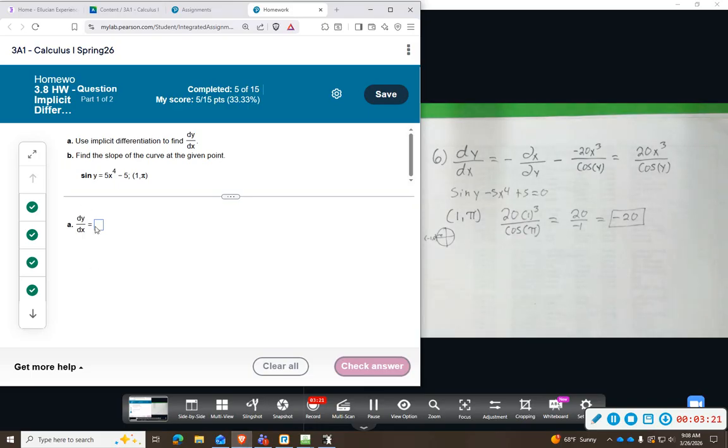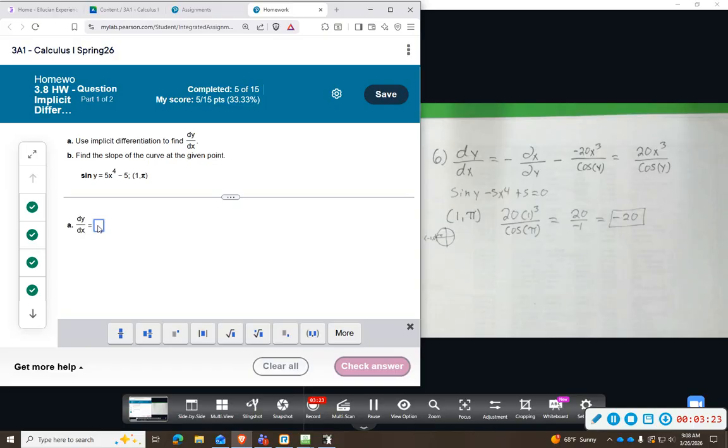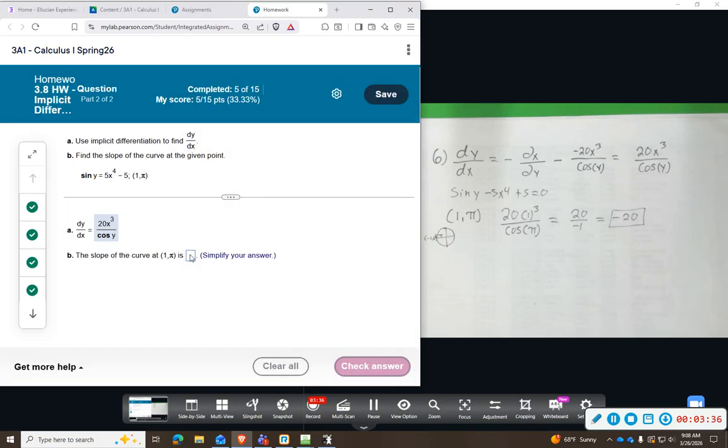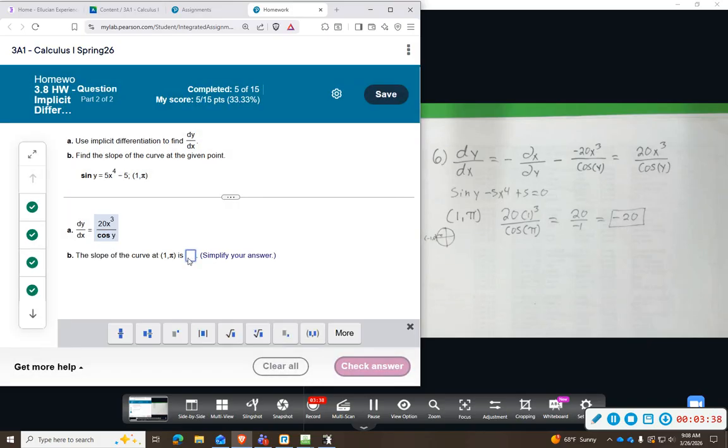So first, our derivative, 20x to the 3rd divided by cosine of y. And then our slope, negative 20.